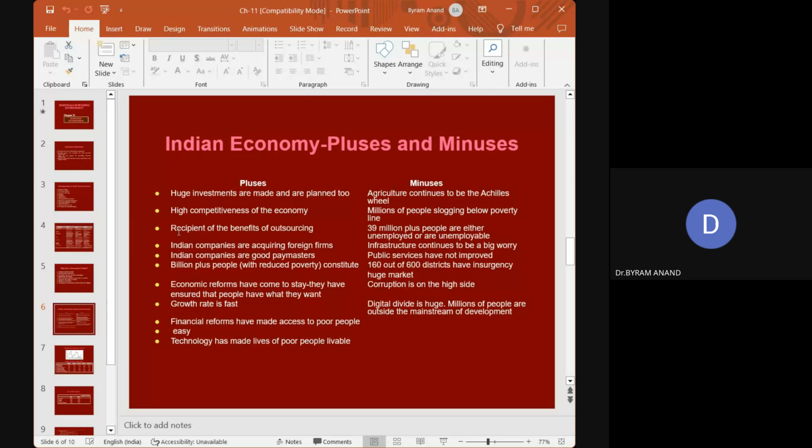Financial reforms have made access easy for poor people. Now after the investment in 1991, in the present context of 25 or 26 years of the Indian liberalized economy, we see that the fruits are reaching the public. Technology has also made the lives of poor people livable. Now everyone has a mobile phone, either a smartphone or a QWERTY phone. Every student has a laptop. People are going through all this digital media.